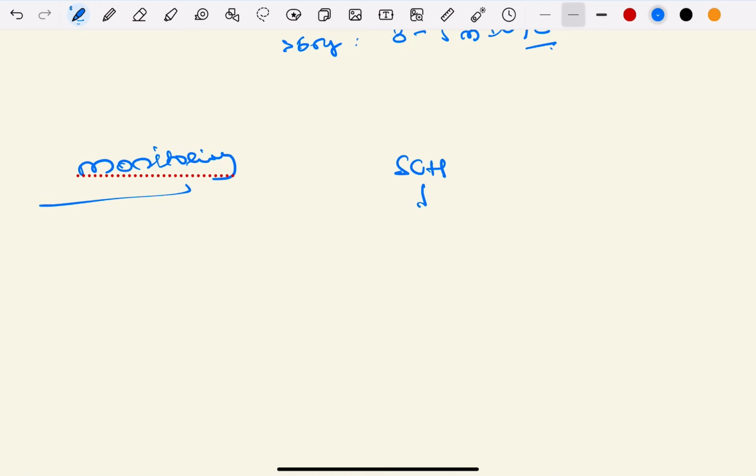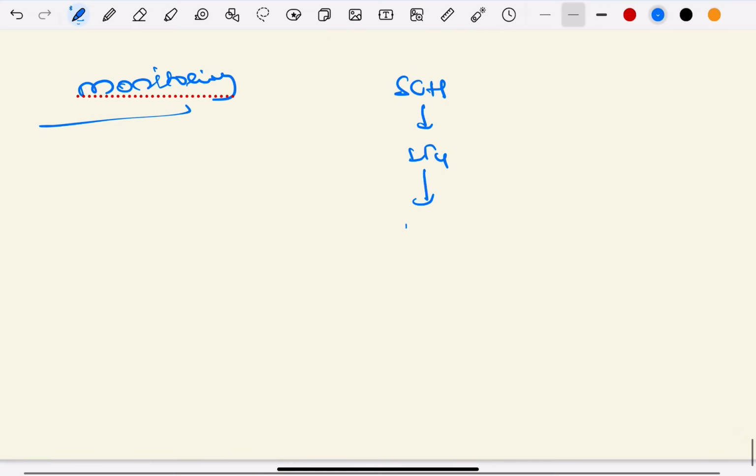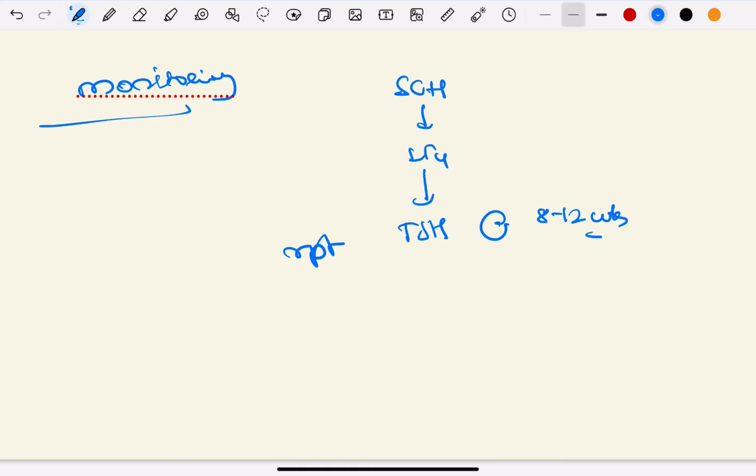Subclinical hypothyroidism, you started LT4. Now what to do? You repeat the TSH at 8 to 12 weeks, 2 to 3 months. Now it can be absolutely normal, or it can be in the range of target range. So you just continue the treatment and repeat TSH 6 monthly and then annually.